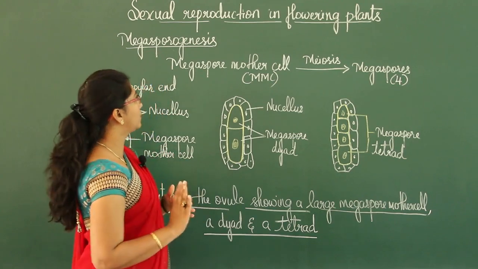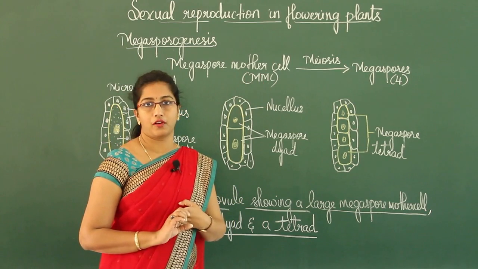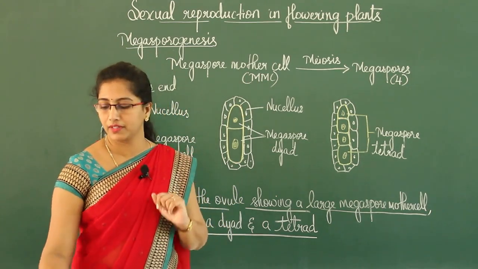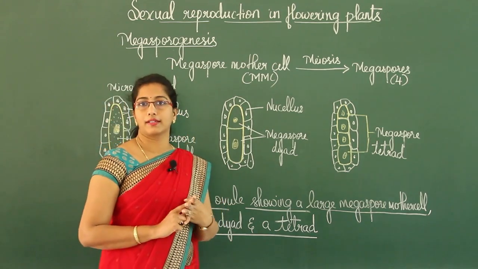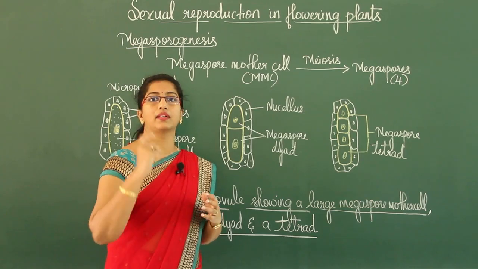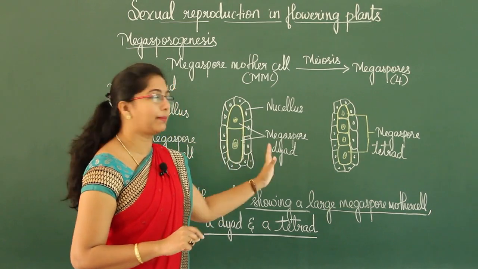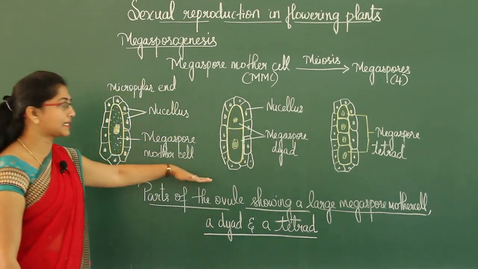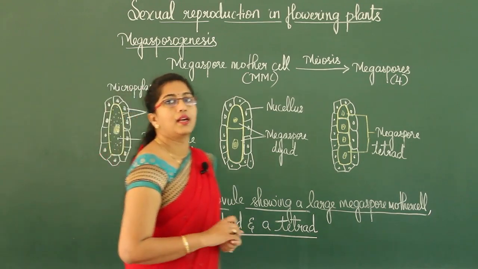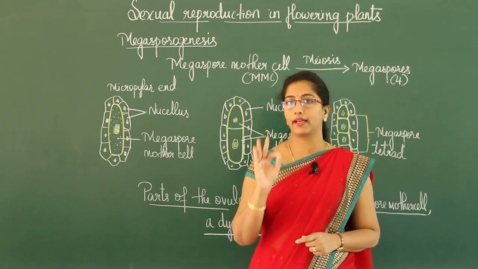Now I told you megaspores are formed, and you know 4 megaspores are formed. Usually in angiosperms, out of the 4 megaspores, 3 will degenerate and 1 develops into the female gametophyte. That whole development we are studying with the help of this diagram. Here what we are showing is a part of the nucellus with 1 megaspore mother cell.